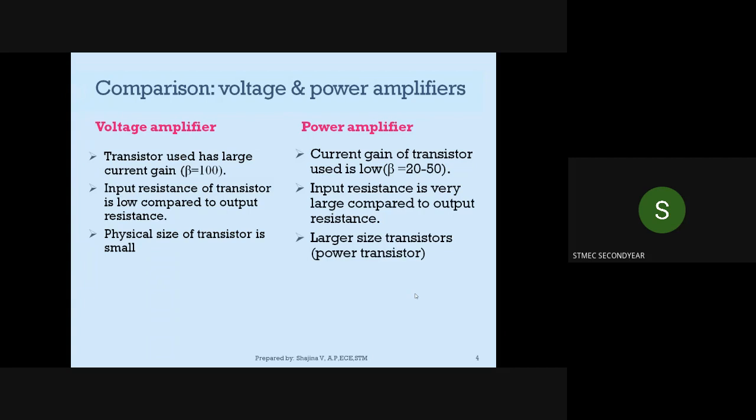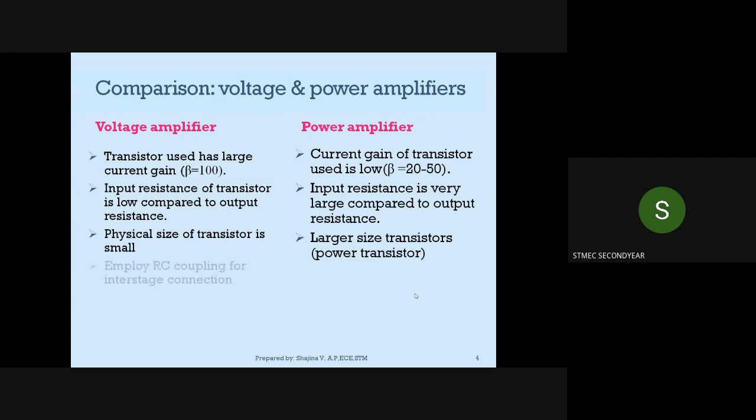So we accommodate that heat sink arrangement, so that the size of the transistor will be large compared to the transistor used for a voltage amplifier. That is, the heat generation will be more in the case of power transistors compared to the normal transistor. That generated heat may damage the component, so we have to dissipate the heat. In order to dissipate the heat, we require some heat sink, some metallic arrangement to absorb the heat. So our transistor size will be large compared to a normal transistor.